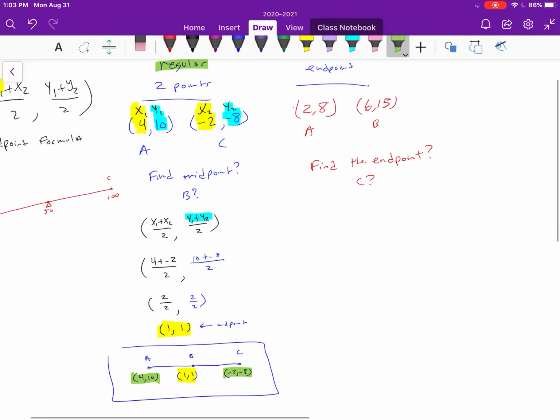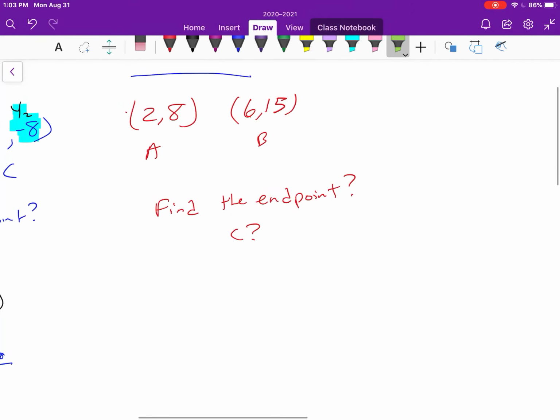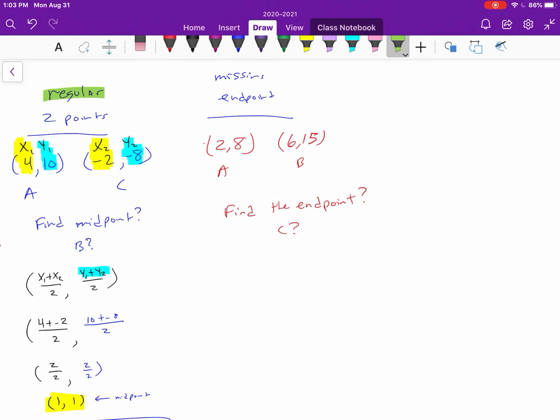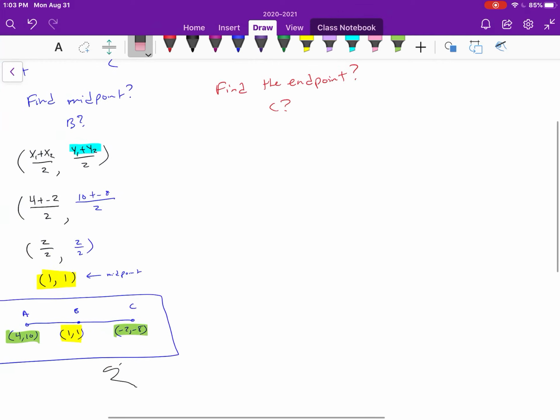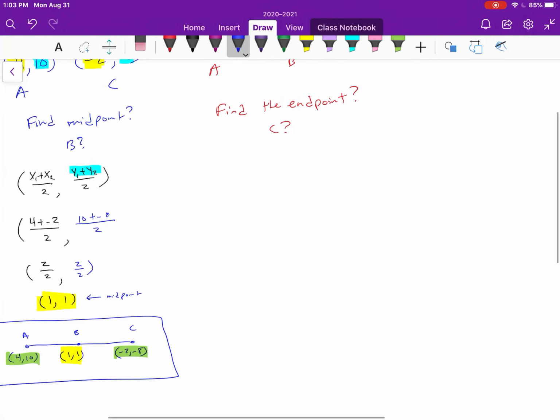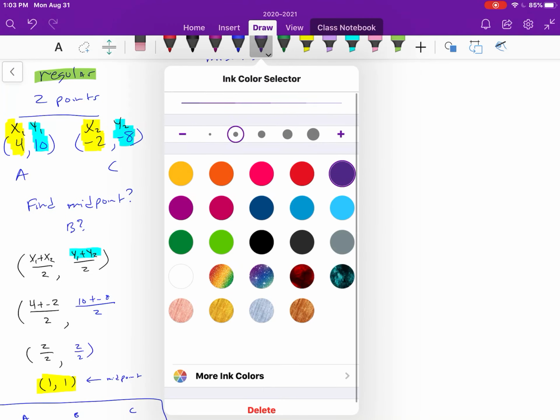Okay? Now the next one over here has a missing endpoint. So I'm given A and B. Now the visual representation of this is going to look different in comparison to the one that we have down here. So let's draw this one out then. Let's use a different color. Let's go with that one.